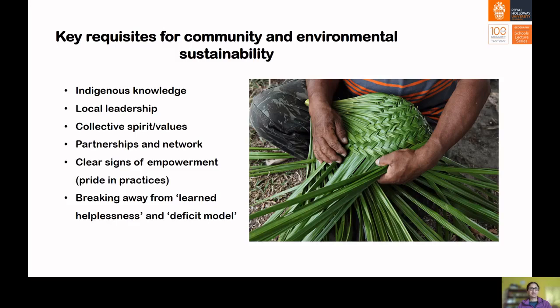And so when you look at these community-owned solutions and these practices that people have, you think, what are the key things there that you really need to maintain this biocultural landscape? Here's a list. First of all, Indigenous knowledge: having this intimate knowledge of the landscape, nature and biodiversity is really important in being able to maintain that biocultural landscape.